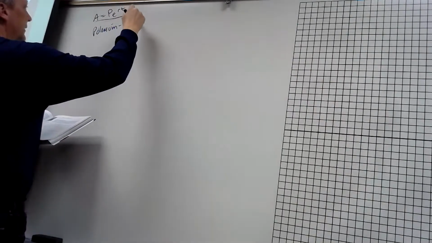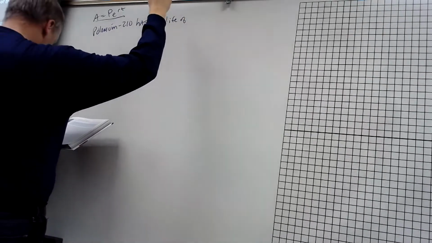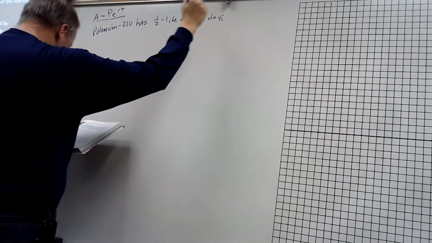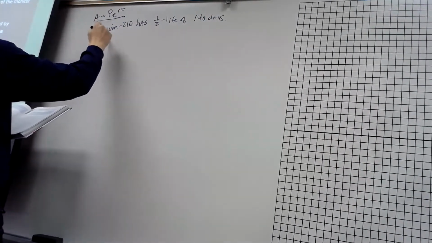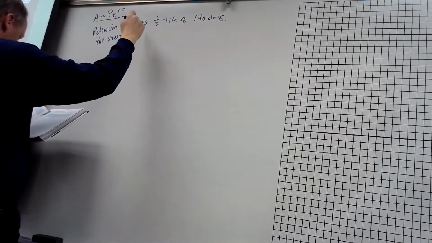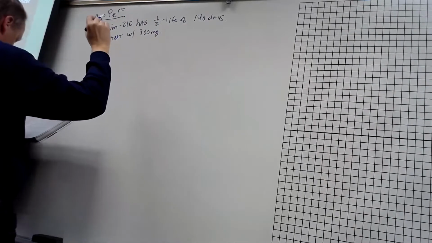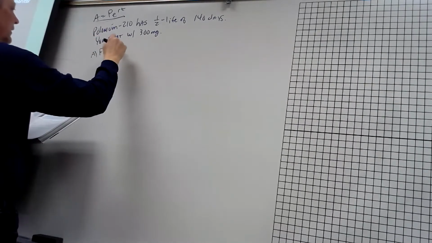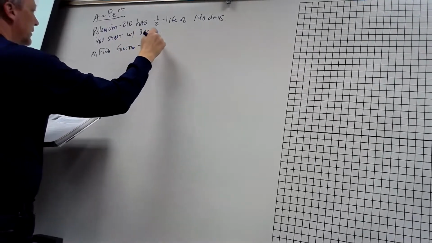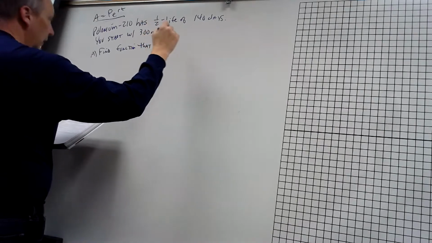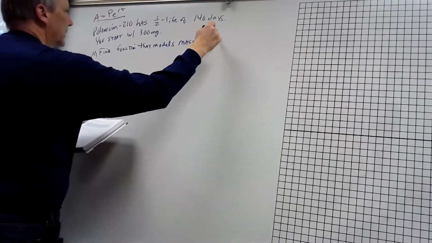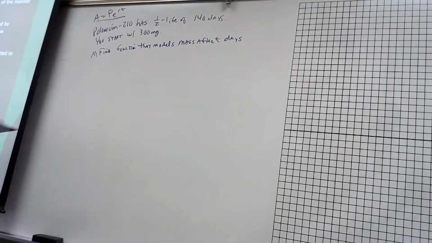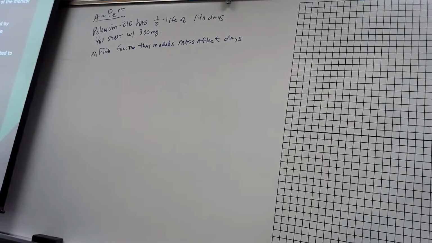So let's say that polonium 210 has a half-life of 140 days. You start with 300 milligrams. Find the function that models mass after t days. Okay.